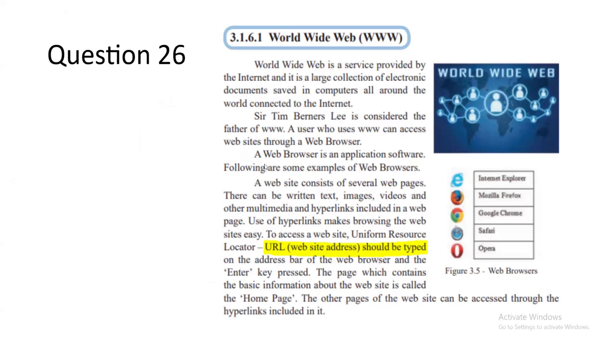Here it clearly tells that a website consists of several web pages, and it can have text, images, videos, other multimedia, hyperlinks and everything. To access a website, the uniform resource locator, URL, should be typed in the address bar. A web browser is application software which we use to access the internet. So in the web browser, in the search bar, you have to type the URL and press enter, right? Then it will navigate to the page which contains the basic information about the website. We call it the home page. So the home page of the website will be loaded when you type the URL, right?